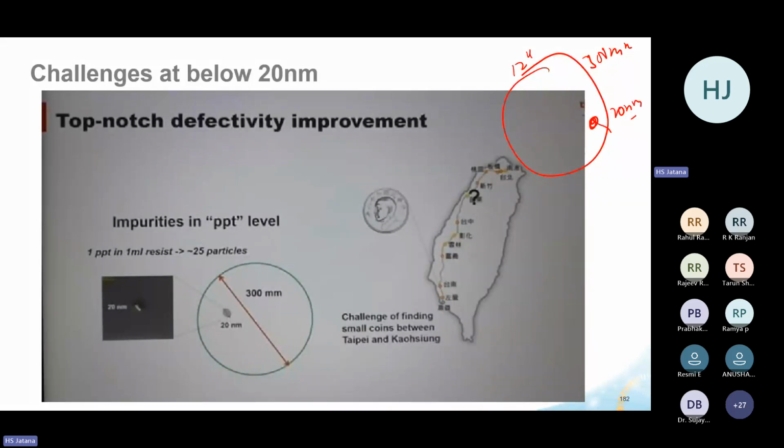It can affect the yield. A 20 nanometer particle setting, because you are doing the designs at below 10 nanometer node. So a 20 nanometer particle is big enough. It can spoil your yield. So you have to locate that after each step, because these particles may be formed during the process.